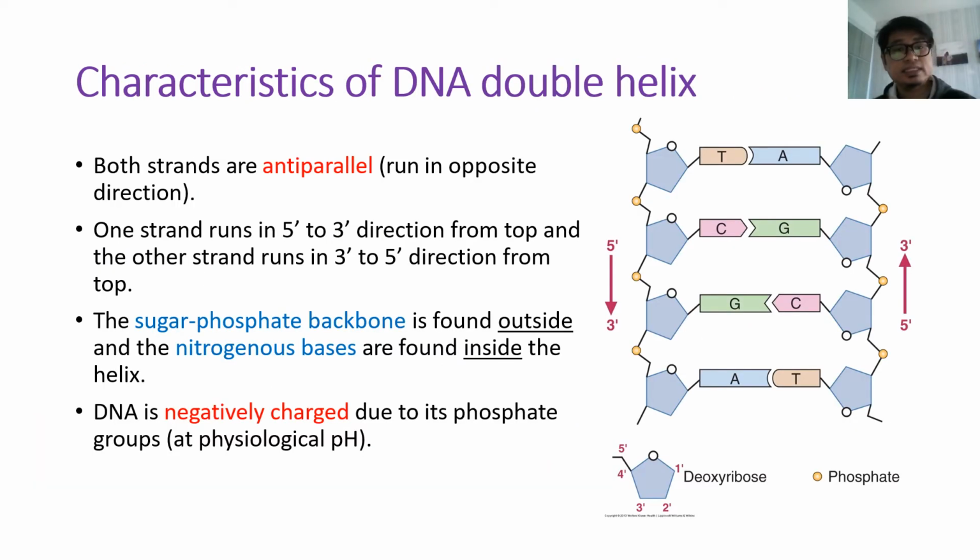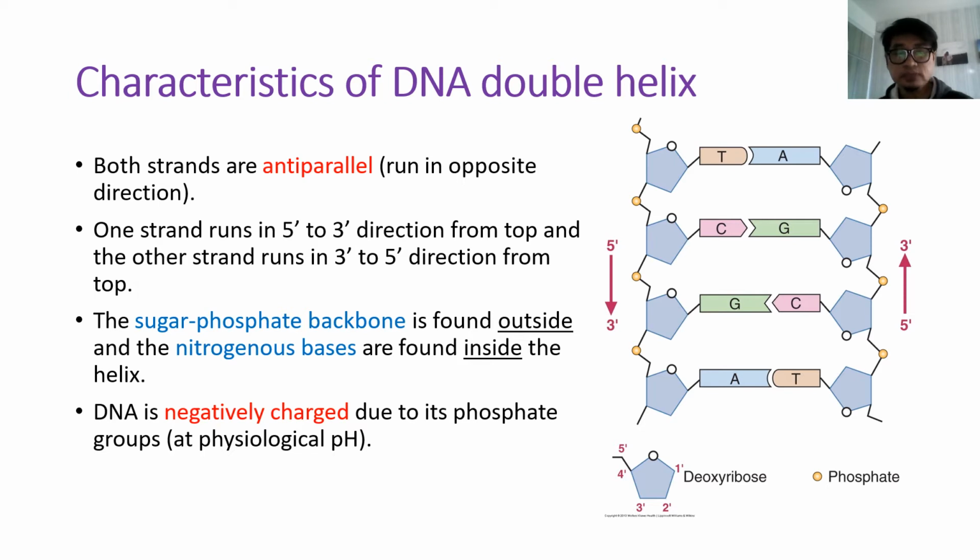Moving on, what is the characteristic of the DNA double helix? Both strands are antiparallel, which means they run in opposite directions. From the left side, it runs from the top to the bottom, 5 prime to 3 prime, and the other one from the bottom to the top, also 5 prime to 3 prime. Then there's a sugar phosphate backbone found on the outside, and on the inside there are nitrogenous bases. This is very important for the DNA, because it conserves the genetic material.